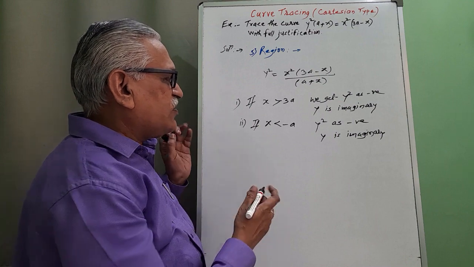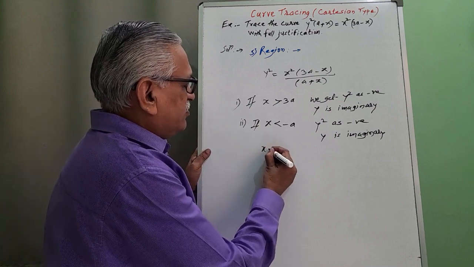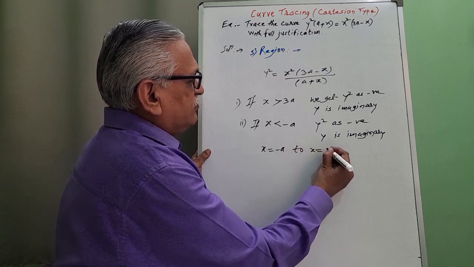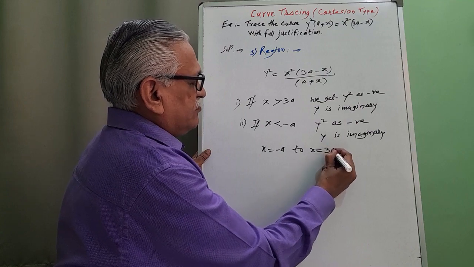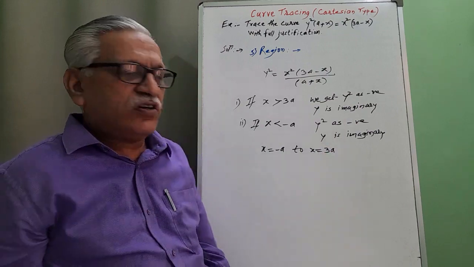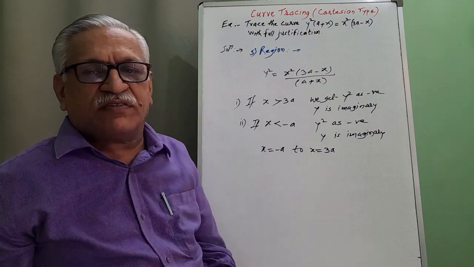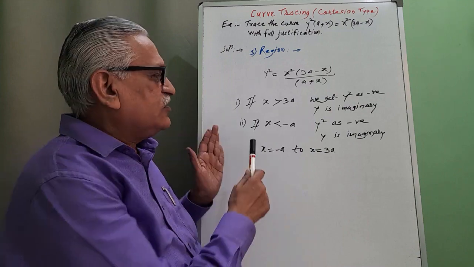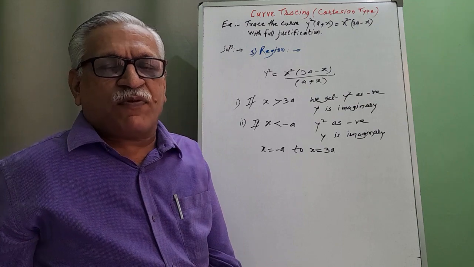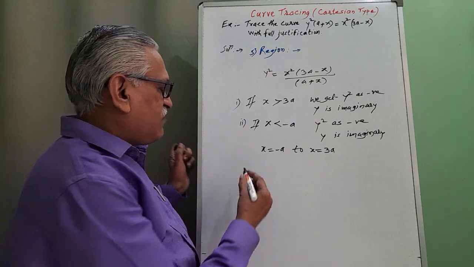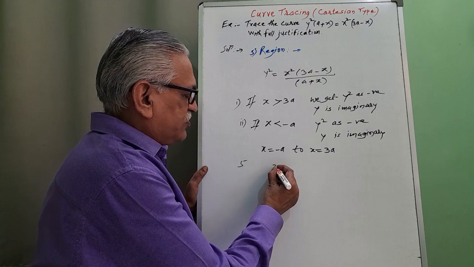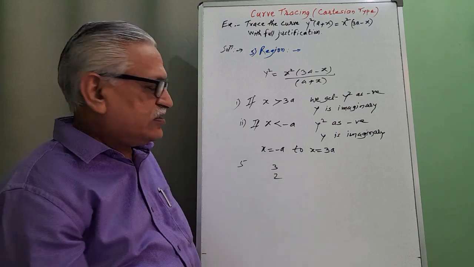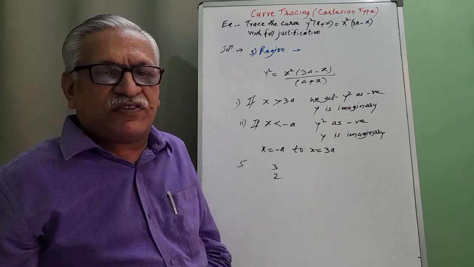Means what is the region where the curve exists? It is between the line x is equal to minus a and x is equal to 3a. Means whatever curve we have to draw, it must be in between these two lines. And therefore, after discussing all these 5 points, we have to convert these 5 points to a proper figure. Therefore, if the question is asked for 5 marks, for discussion we get 3 marks, and to draw that figure we get 2 marks. That is the scheme of marking always.